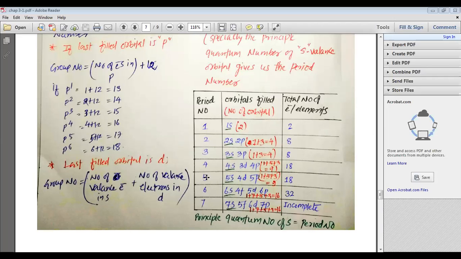Same way for the 5th period, the orbitals filled are 5s, 4d, 5p. In 5s we have 1 orbital, in 4d we have 5 orbitals, in 5p we have 3 orbitals. So 5 plus 3 plus 1, that is 9 orbitals. In each orbital we can fill 2 electrons. So the total number of electrons filled in the 5th period is 18.